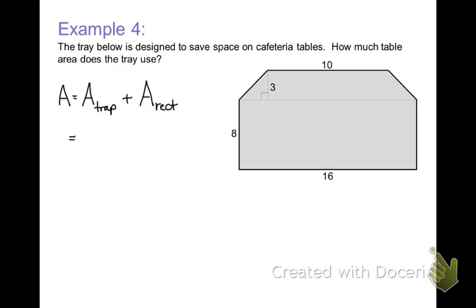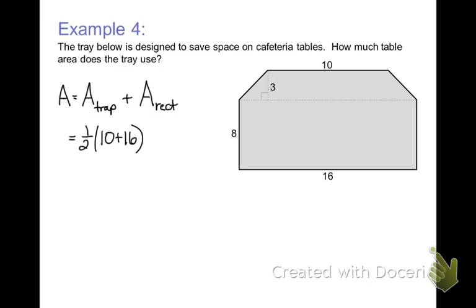1/2 base times height. What's the only thing that changes for the trapezoid? Two bases. Do we add or multiply them? Add. That's the only thing that changes from the area of a triangle to the area of a trapezoid. So you'll start out with 1/2. I have two bases that I have to add. What are my bases in this case? 10 and 16 are the bases of my trapezoid. So add them together and we multiply that.